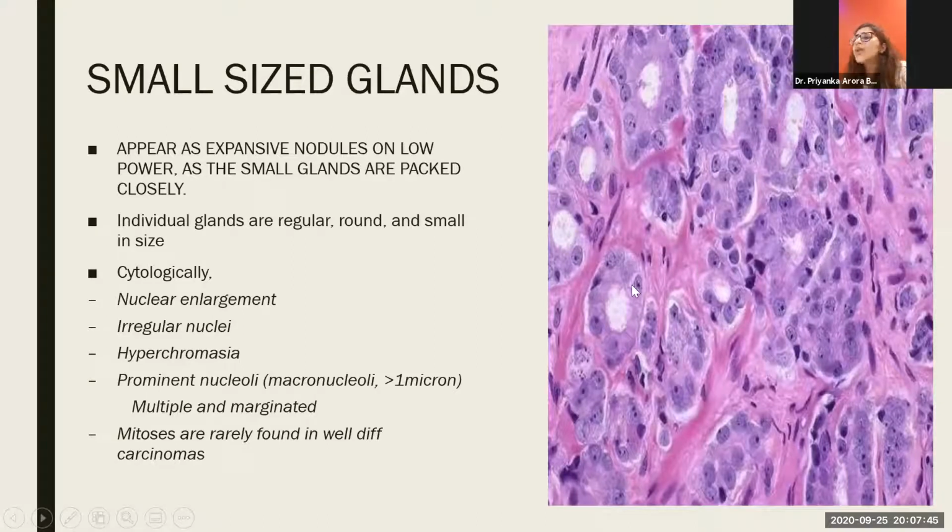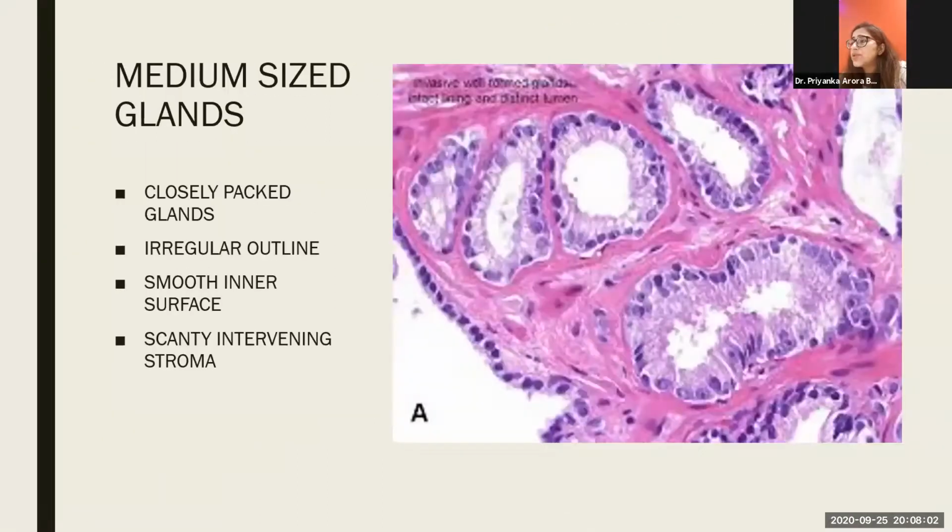So nuclear features are not very consistent in prostate carcinoma. You can have a well-differentiated prostate carcinoma without the nuclear features. But nevertheless, for example here, just look at the nuclear features. Are you able to see nucleoli in any of them?